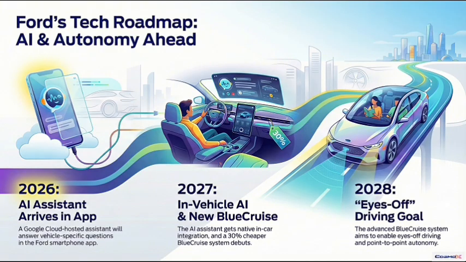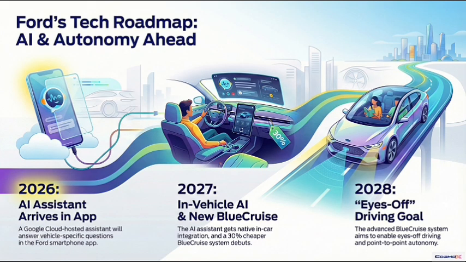And that idea of efficiency and cost-cutting links right into their other big announcement, BlueCruise. BlueCruise Next Generation. And the headline number here, the really big deal for the business, is that it's 30% cheaper to build. 30%. I mean, that is huge. It's massive. It's what lets you democratize the tech. If you can slash the costs like that, suddenly BlueCruise isn't just for the high-end models. It can be standard, or at least a much more accessible option.